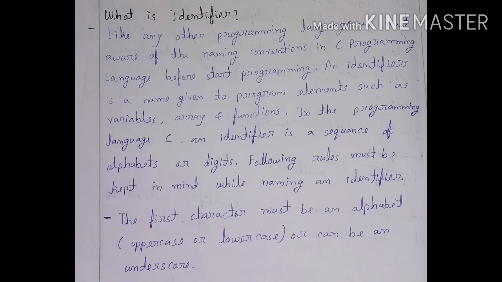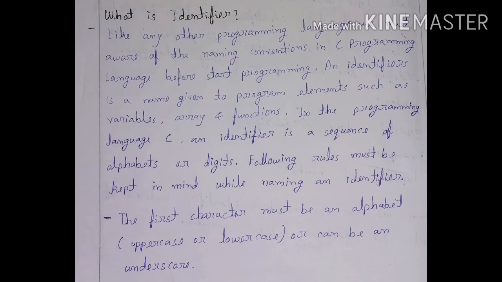What is identifier? Like any other programming language, we must be aware of the naming convention in C programming language before starting programming. An identifier is a name given to program elements such as variables, arrays, and functions. In the C programming language, an identifier is a sequence of alphabets or digits. The following rules must be kept in mind while naming an identifier.